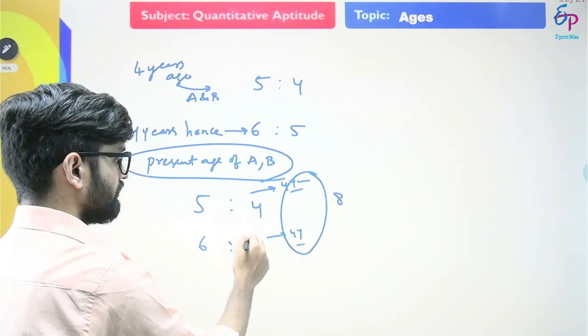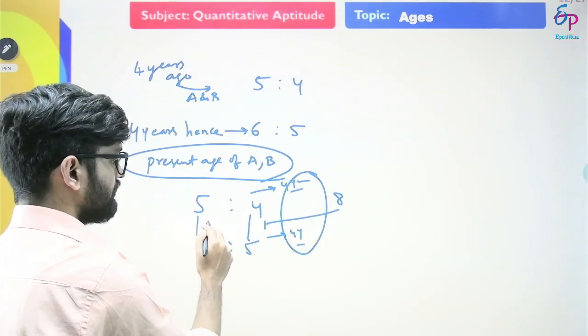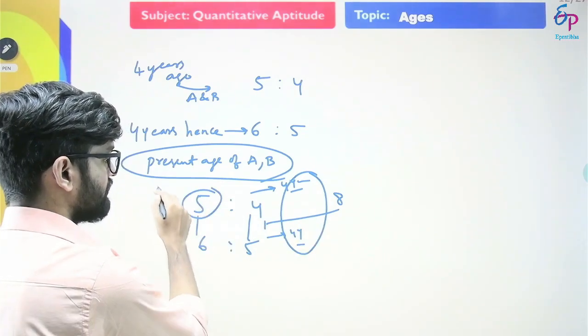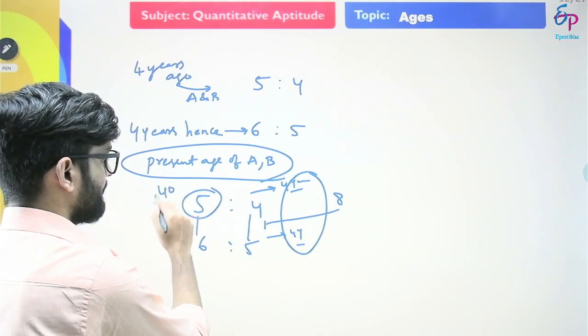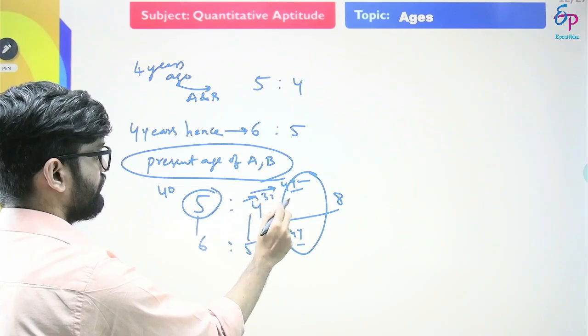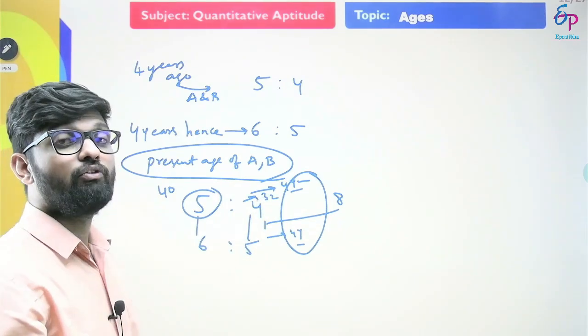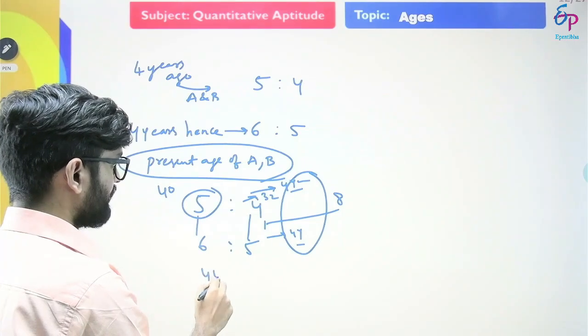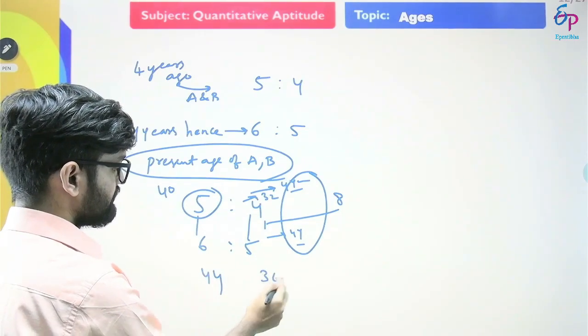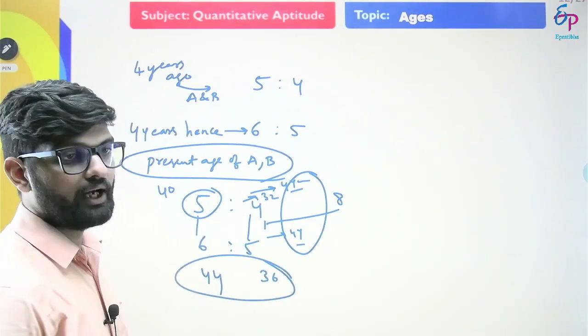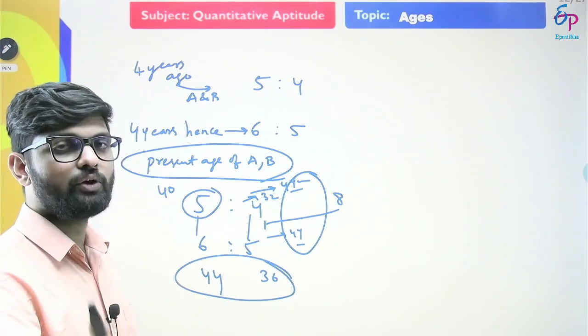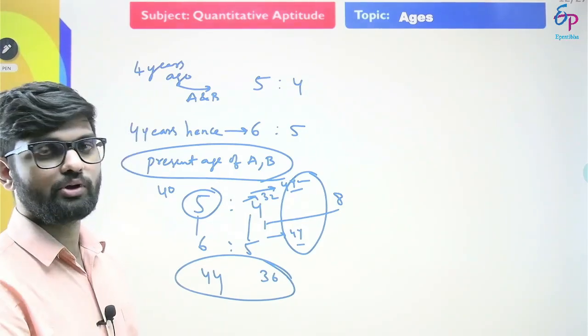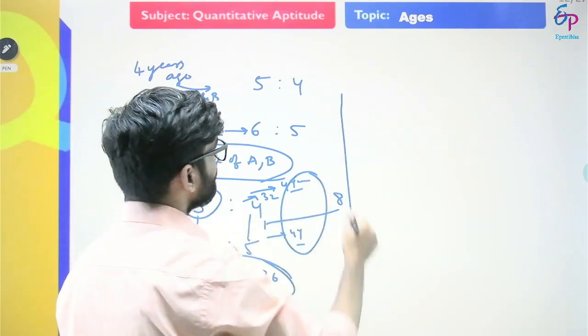This is 8. So one part is equal to 8, which means 5 parts is equal to 40, and 4 parts is equal to 32. 40 and 32 are the ages 4 years back. Now what are the ages? It is 44 and 36. Don't worry even if you don't understand, we'll see that in model questions as well. But for now, you go with this one.